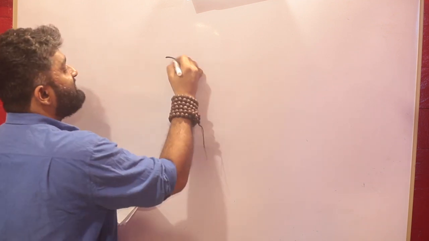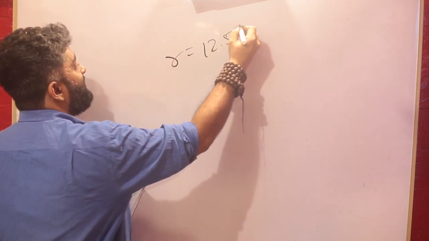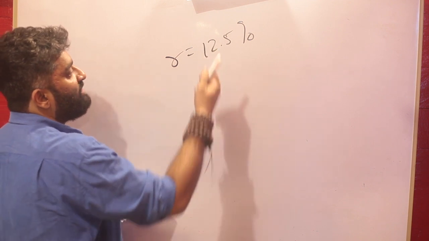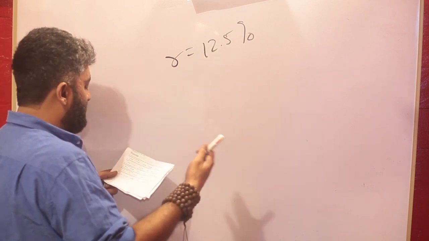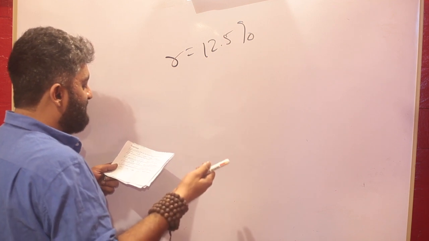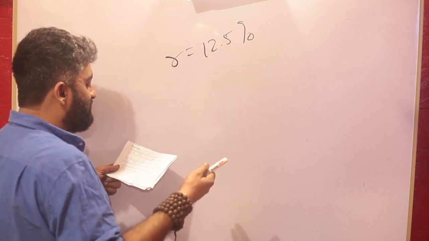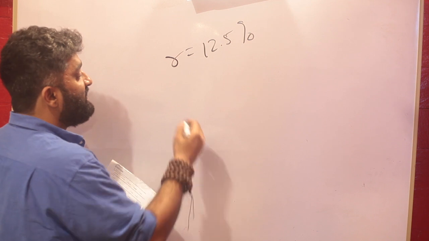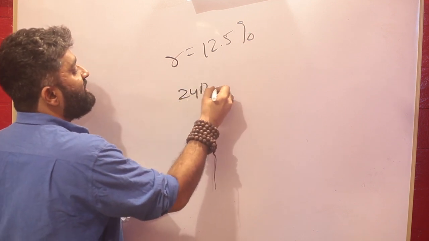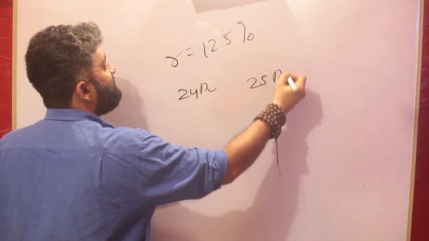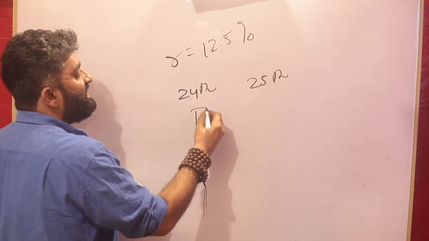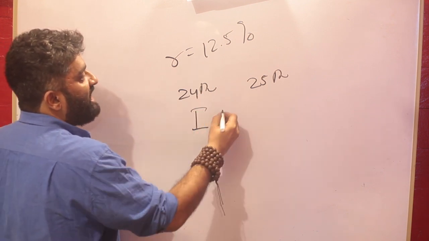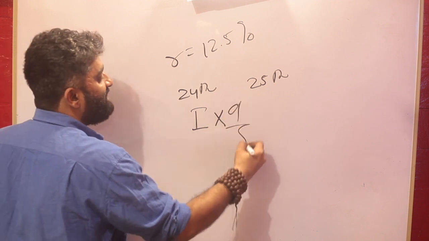Question number 19 says if the rate is 12.5%, right? And remember, 12.5% is 1 by 8 and a multiplying factor of 9 by 8. So it says the rate is 12.5%, find the ratio of compound interest in the 24th year and the 25th year. Again we are talking about consecutive years. So whatever was the interest in the 24th year, it would be multiplied by 9 by 8.